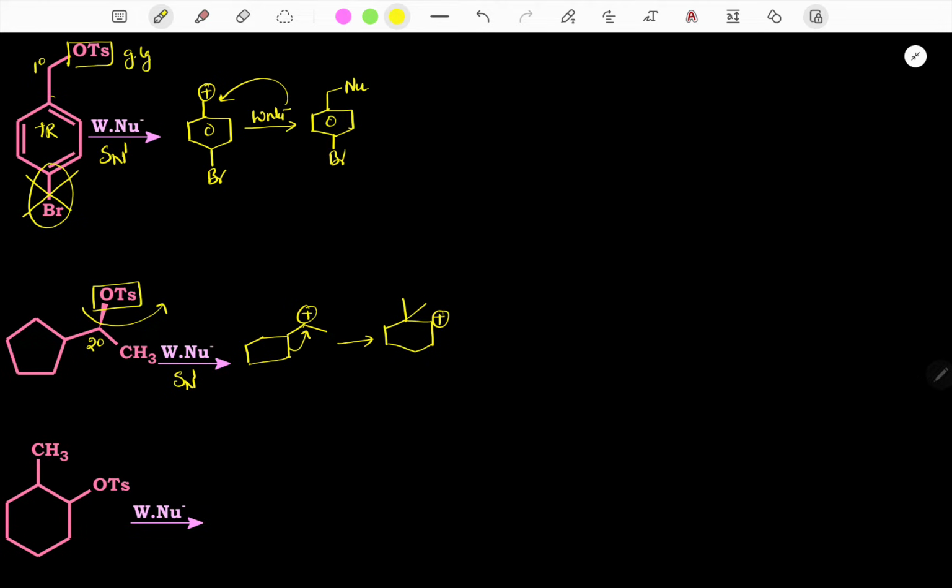Now again in this case also hydride shift takes place, and forms the corresponding stable C plus. Now the stable C plus reacts with the weak nucleophile and forms the corresponding nucleophilic substituted product.